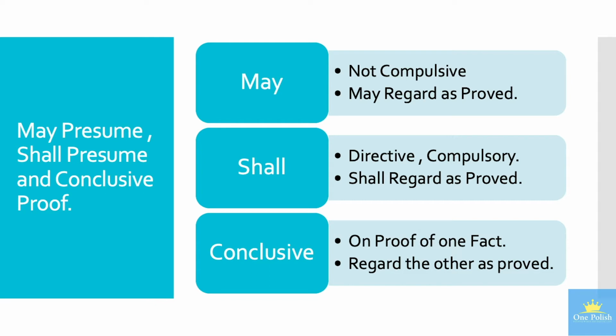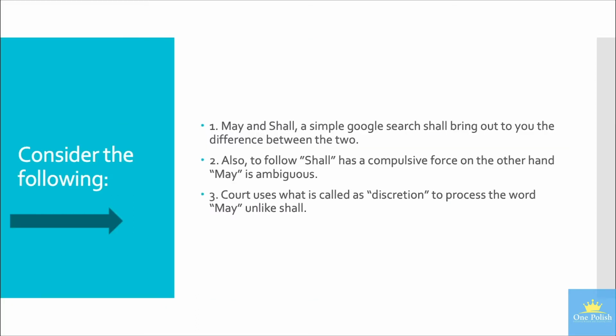That is, shall has a compulsive force that the court needs to strictly adhere to, and may, on the other hand, is used by applying something widely known as judicial discretion, the freedom to decide what should be done in a particular situation.